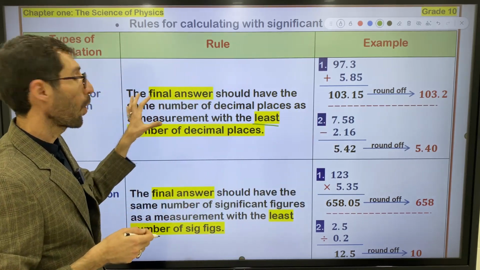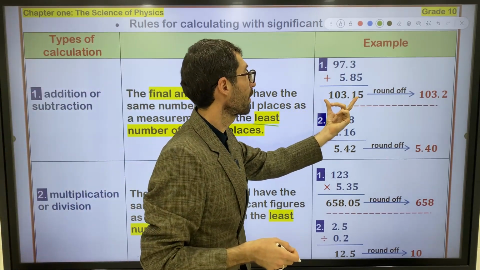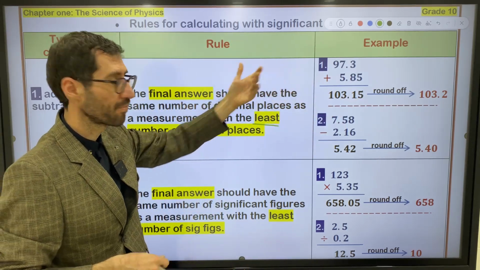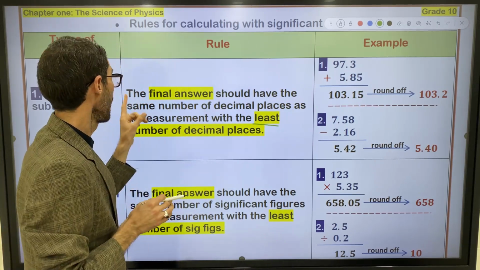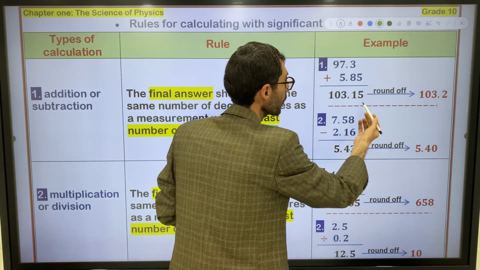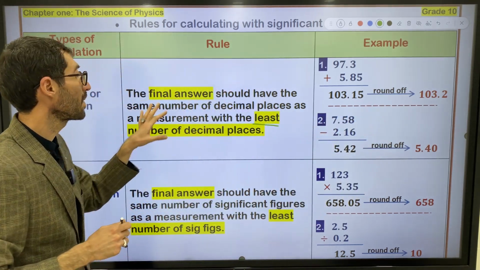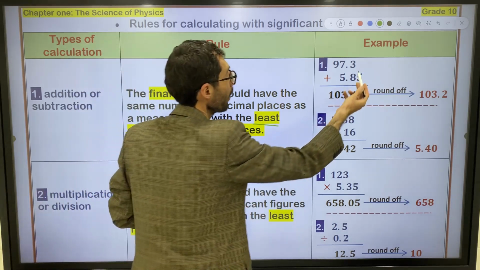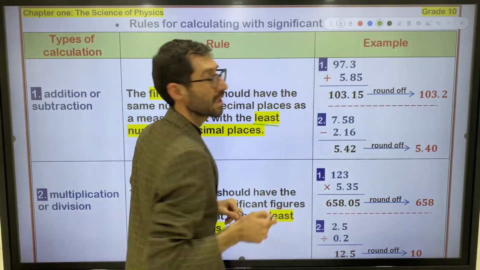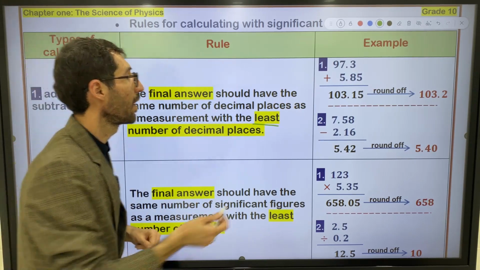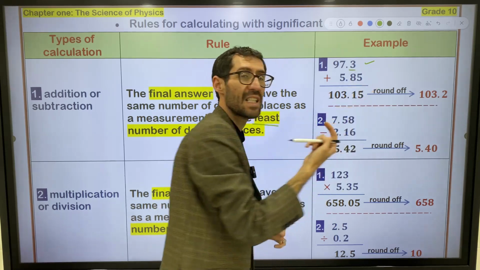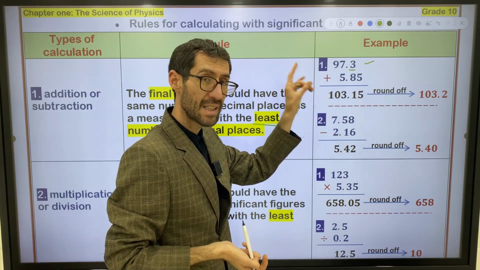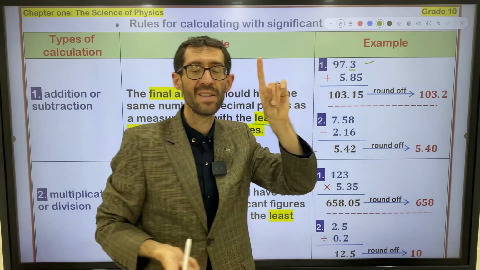This is the rule. Obey this rule for rounding the result of the calculation. The final answer should have the same number of decimal places as the measurement with the least. Which one among these figures has the least decimal places? This one, yeah? This one has only one decimal place. That's why the final answer should have only one decimal place.